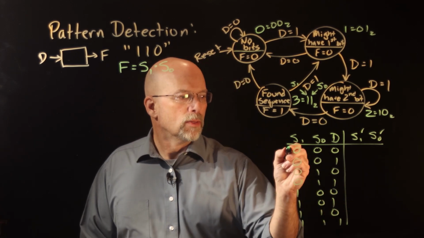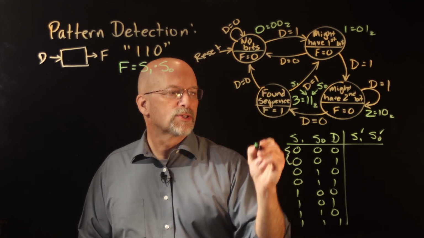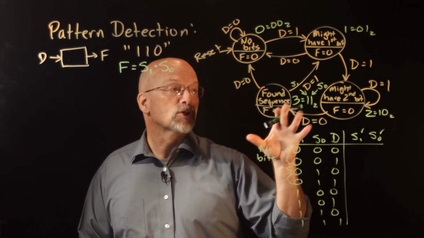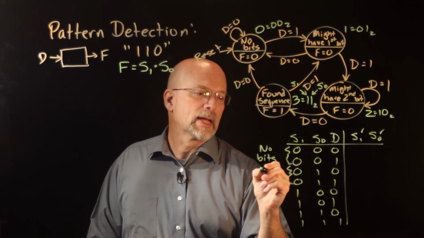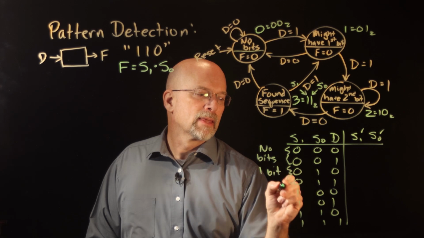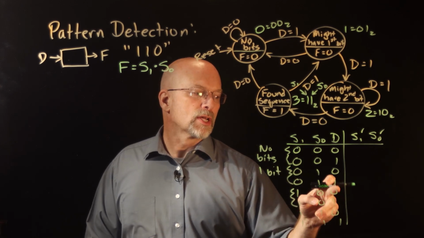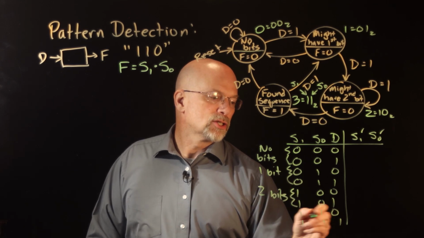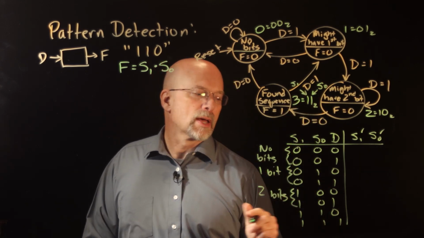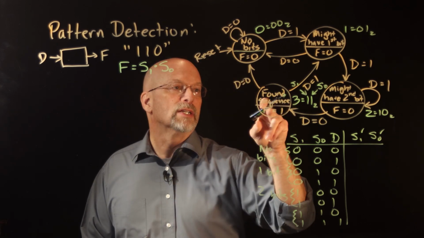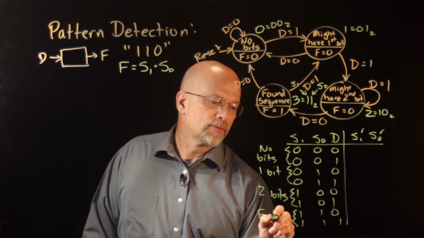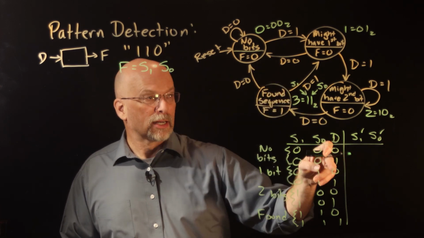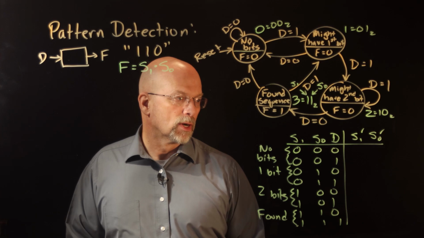All right, so these two rows represent the no bits. These two rows represent the two transitions coming out of one bit. These two rows represent the two transitions coming out of two bits. And these two rows right here are the arrows, or the transitions, coming out of the found state. So we've got a transition for 0 and 1 coming out of each one of those.